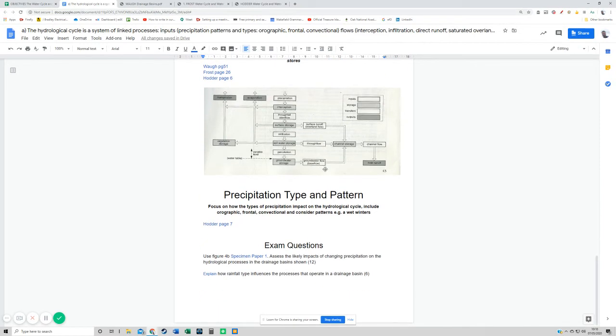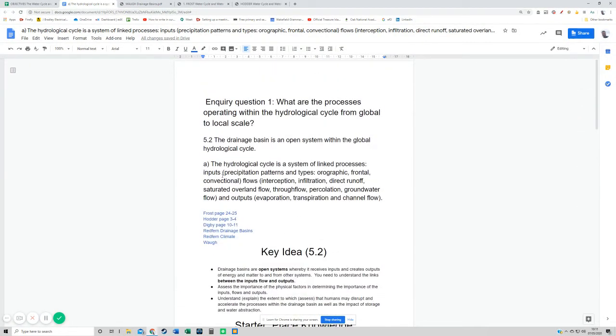Right, the last little bit on the spec, in terms of the inputs, mentions precipitation type and pattern. So what I would do with this is focus on how the precipitation types might alter the hydrological cycle. In the spec, at the top of the sheet, it has patterns, then you've got types. The patterns we'll talk about in a minute, but the types are orographic, frontal, and convectional. Convectional is when basically the sun heats the ground, air rises, cools, condenses, and it rains. But the key thing with that one is it's really intense, so it's a lot of water very quickly, thunderstorms.